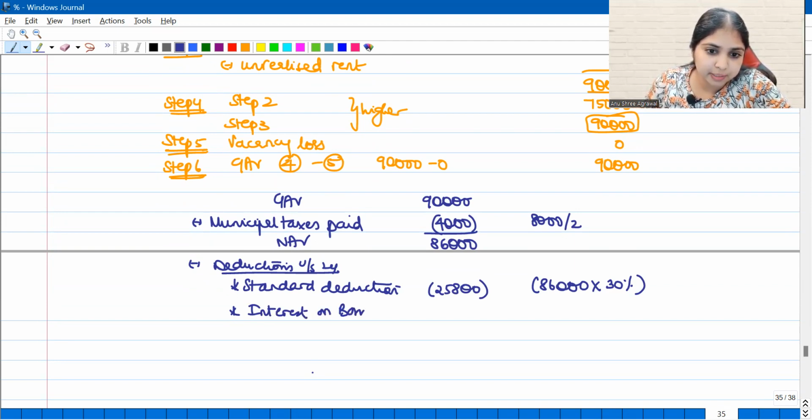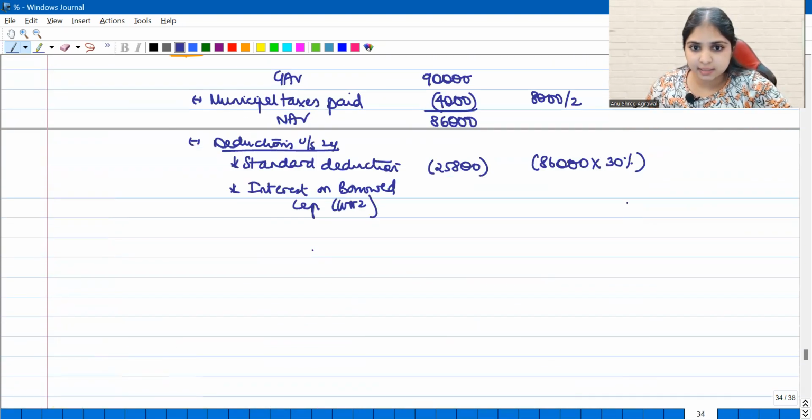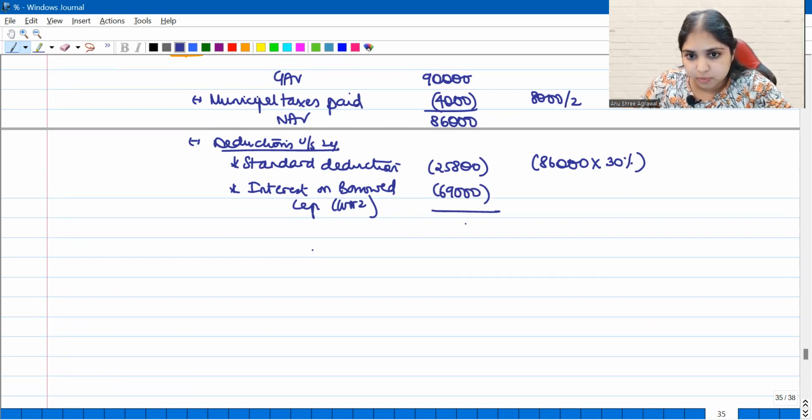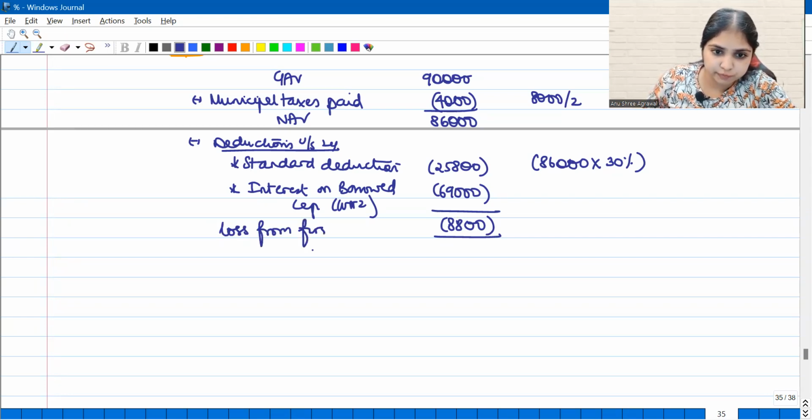Interest on borrowed capital. Again, give reference to working note number two. We've already done the calculation. For the first floor, what is the interest? 69,000. It is a let out property, I don't have to think about any limit. So, what's our net number now? The net number is going to be negative 8,800. This becomes loss from the first floor.